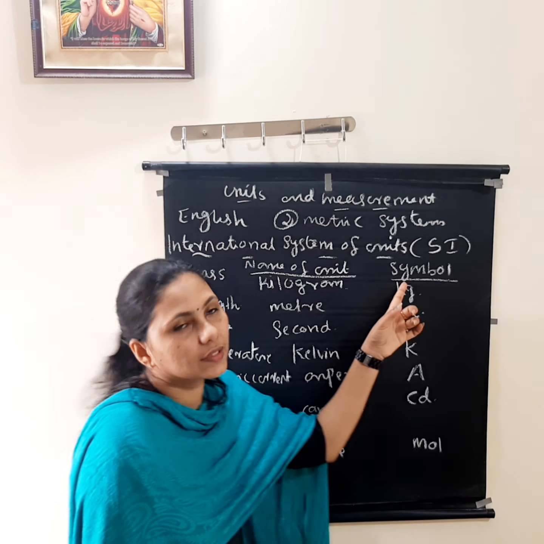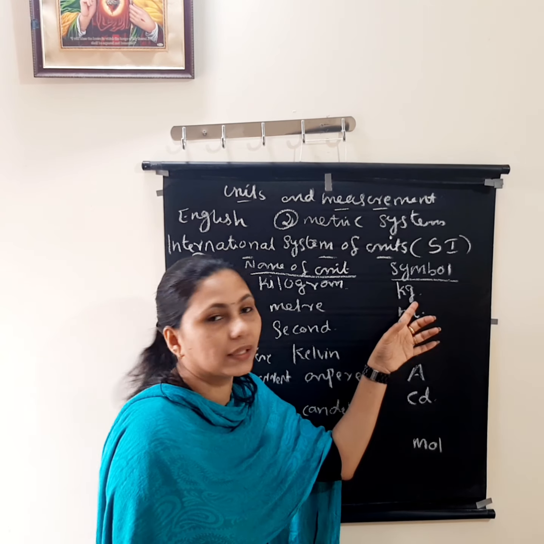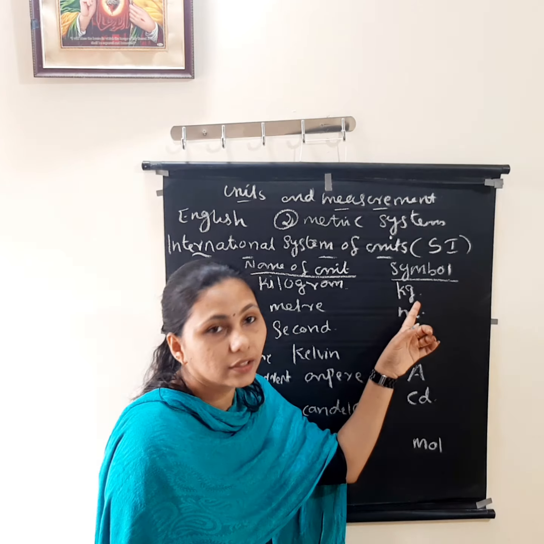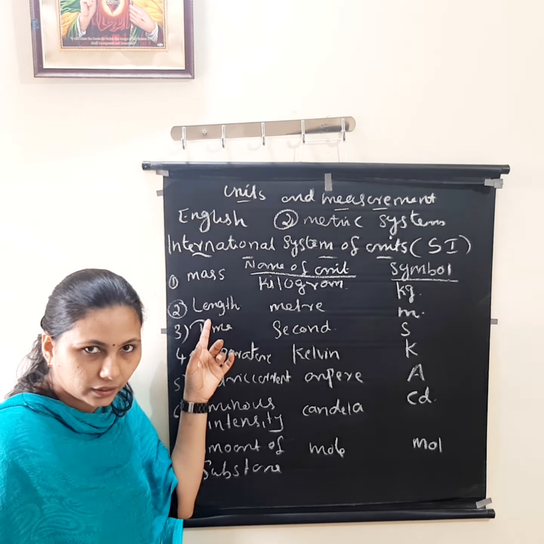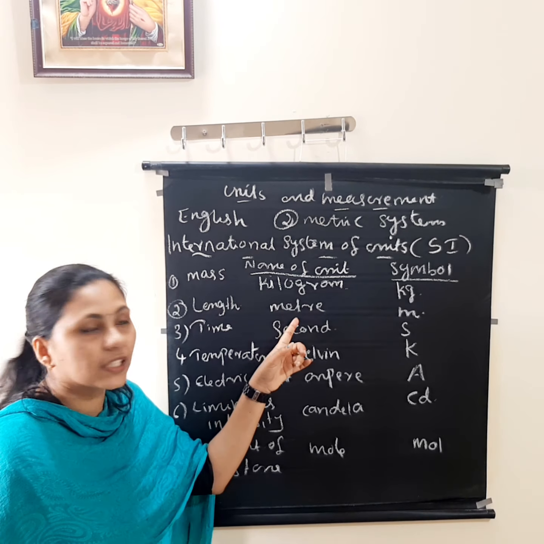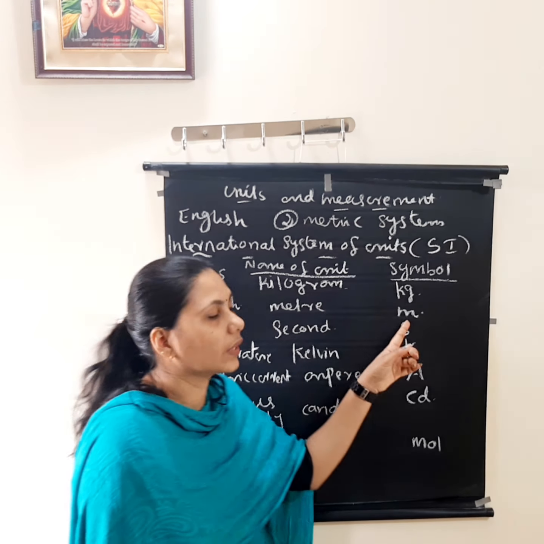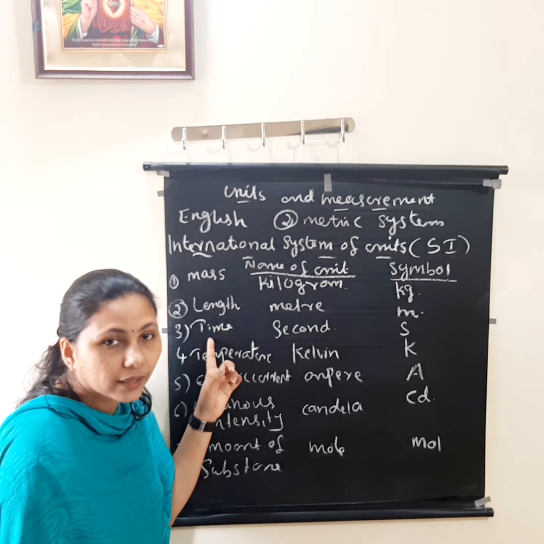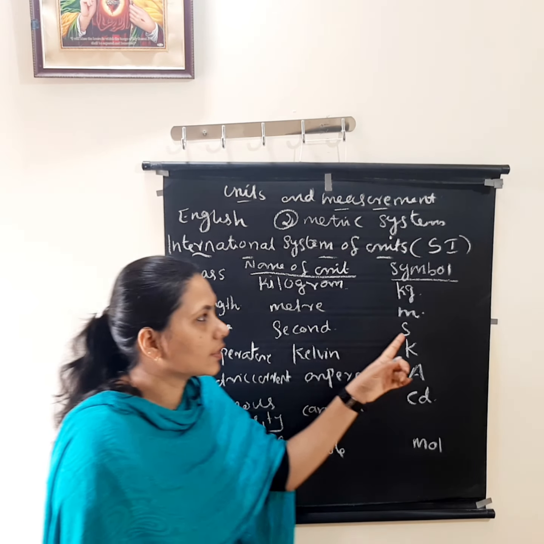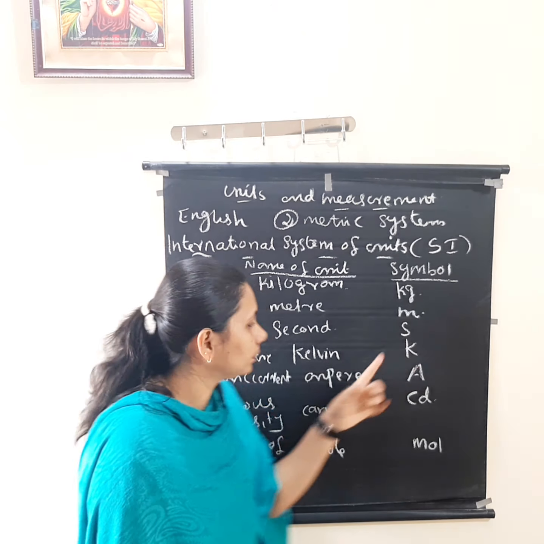And what is the symbol? How can we represent the kilogram? It is kg, small letter k, small letter g. Then the next physical quantity is length. The name of the unit is meter, and we write it as small m. Next one is time. Time, second, and it is small s.